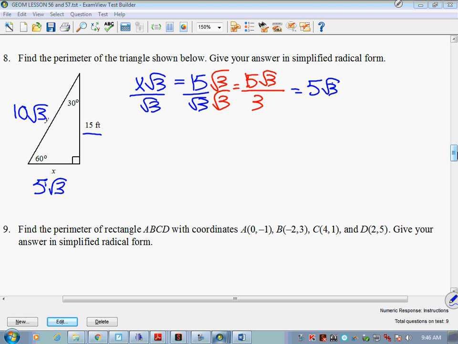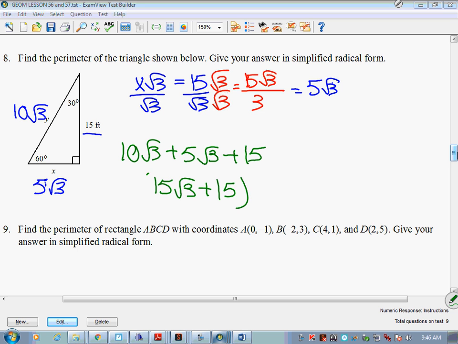Find the perimeter. All right, how do I do that? Add up all the sides. So 10 radical 3 plus 5 radical 3 plus 15. Well, what's 10 radical 3 plus 5 radical 3? 15 radical 3 plus 15. And that is simply feet. All right, 15 radical 3 plus 15 feet.